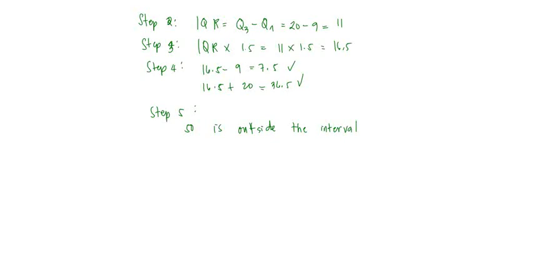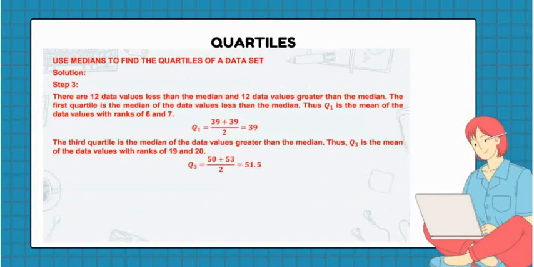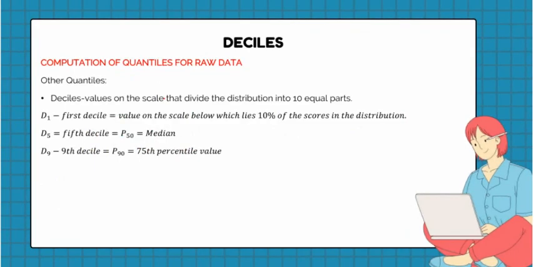Okay, continuing on the portion that I stopped with, we are going to now move on to deciles first before I go to the quantiles for grouped data. So in terms of deciles, you are going to divide the distribution into 10 equal parts. So basically, the first decile is going to be D sub 1, and then your fifth decile is going to be D sub 5, for example. Tapos yung D sub 9 mo would be our 9th decile, which is the 90th percentile value.